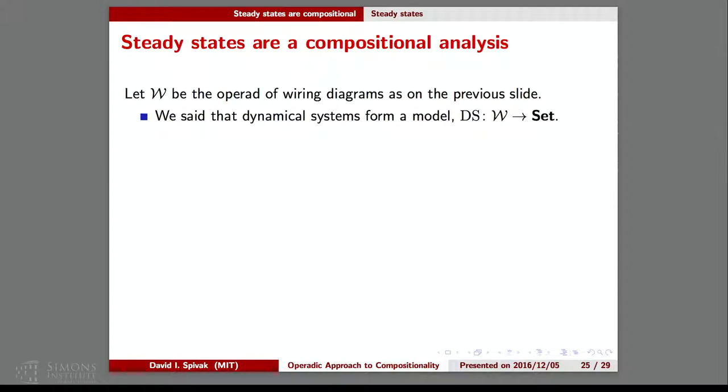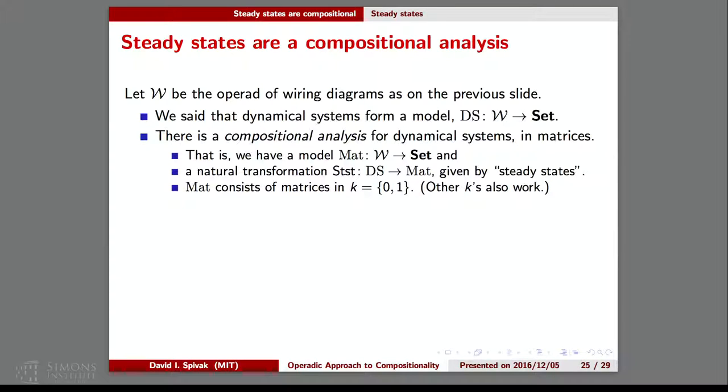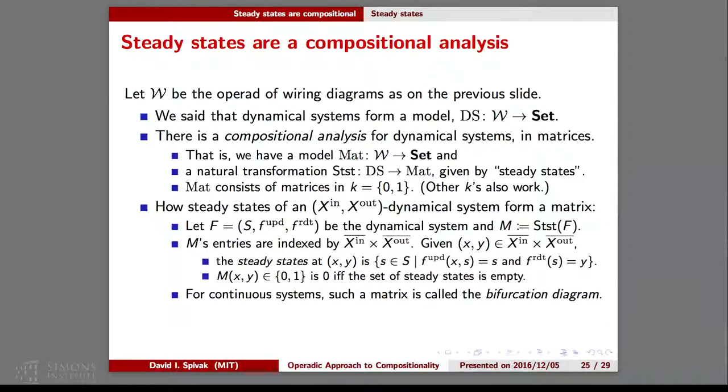Okay, so steady states are a compositional analysis, which means that dynamical systems form a model. We already said that, and there's a compositional analysis that asks for the steady states. So my matrices are valued in 0 and 1, or other semirings could also work. But by the steady state of a dynamical system, I mean you pick an input, you pick an output of that system, and you ask, is there a steady state? Is there a state such that the update of that state at that input is the same state? Is there a fixed point? And is it reading out y? And that arranges your steady states into a matrix. And you can compose those matrices according to matrix arithmetic, according to the wiring diagram.